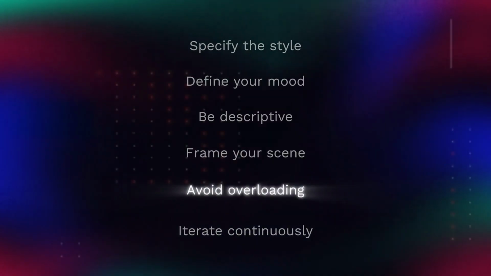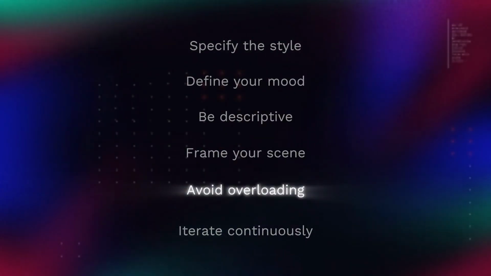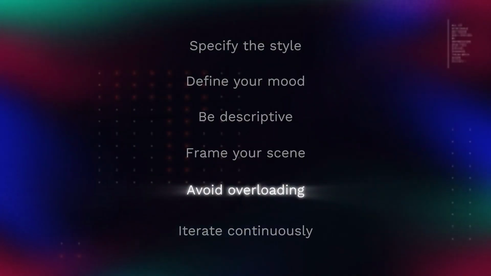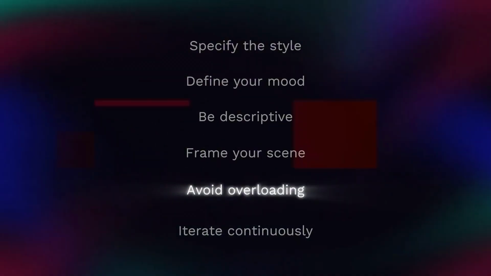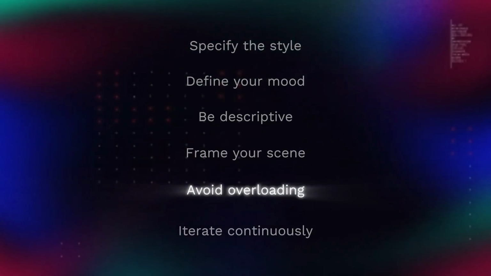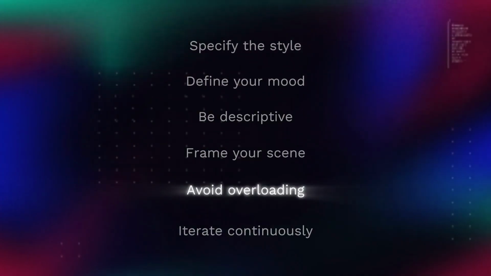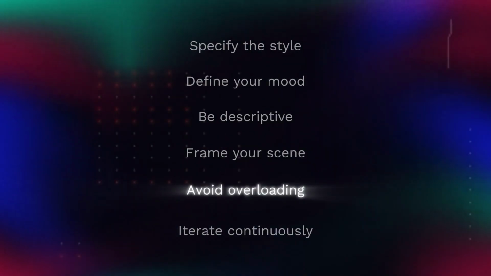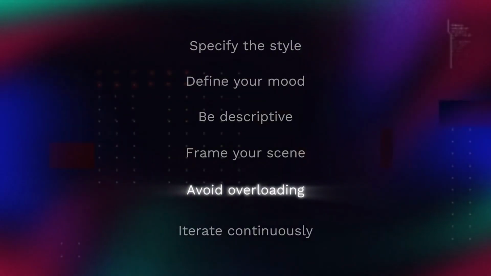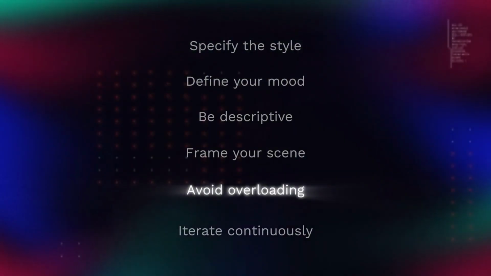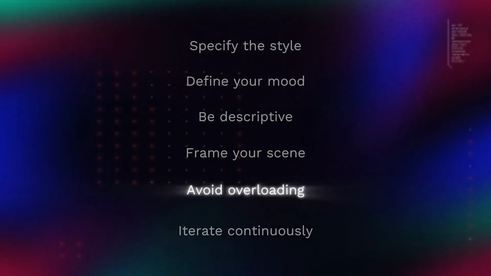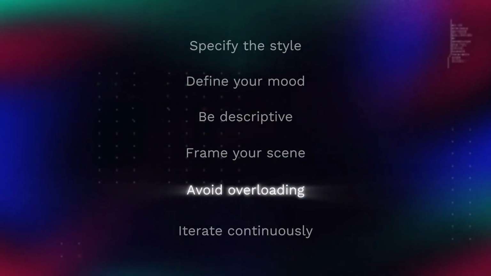Also learn to avoid overloading. While being detailed is important, you need to also learn to be concise with your words. Try not to spam your prompt with too many descriptive words. Try to keep it to about 4 to 7 words per description, because if you do end up overloading it, the AI may end up getting confused and create something entirely different than what you expect.